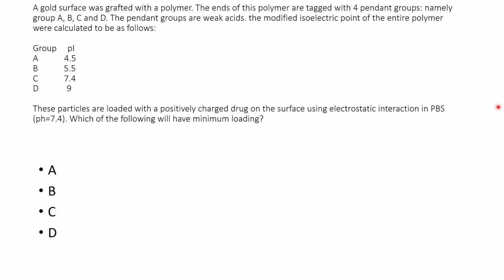Any idea? What is the isoelectric point?